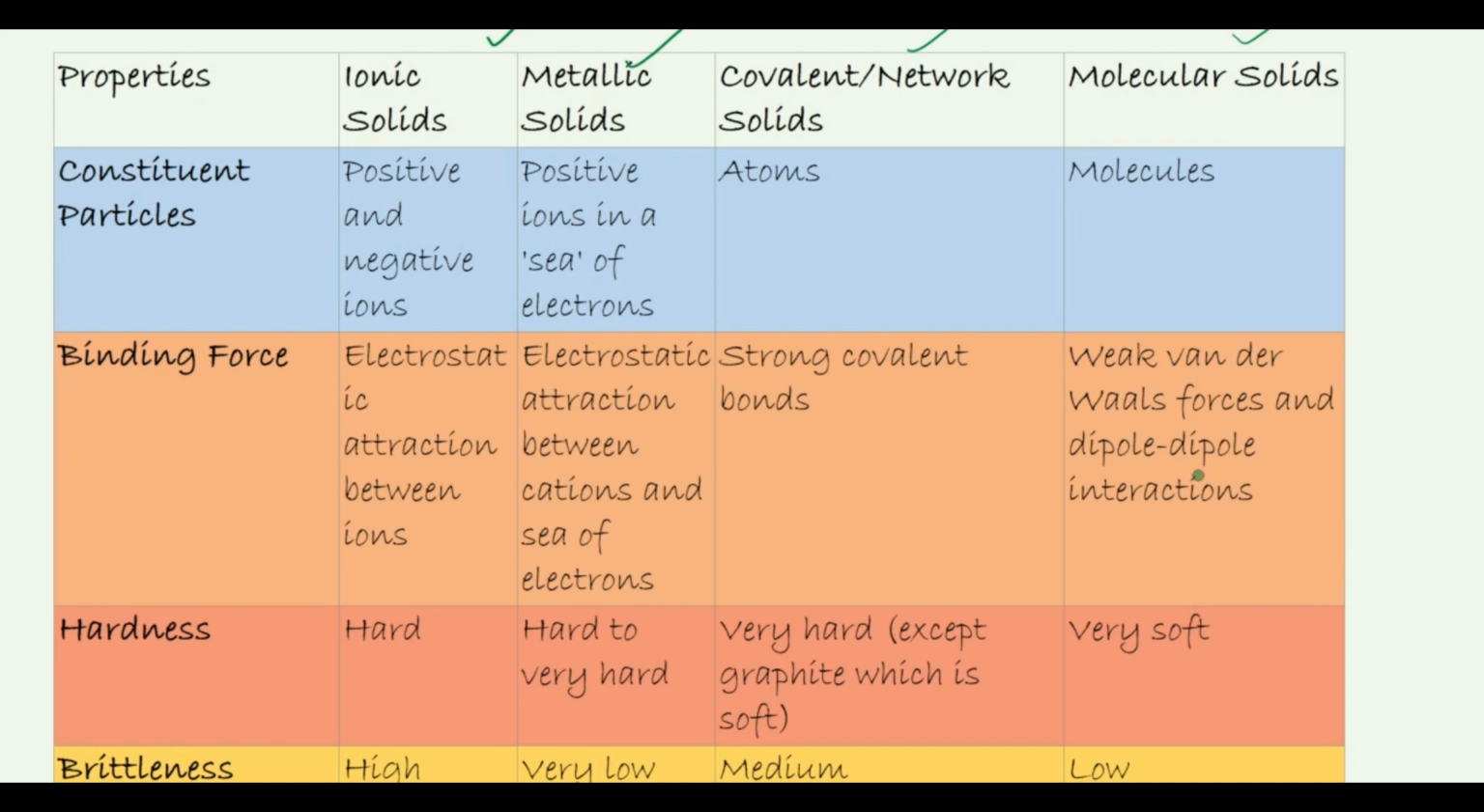What binds them? Ionic solids are bound by electrostatic force or ionic force. Metallic solids, by electrostatic attraction between cations and the sea of electrons. Covalent solids have strong covalent bonds. And molecular solids have weak van der Waals forces and dipole-dipole interactions. This can be asked as a question.